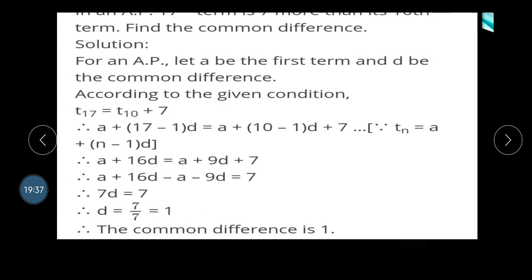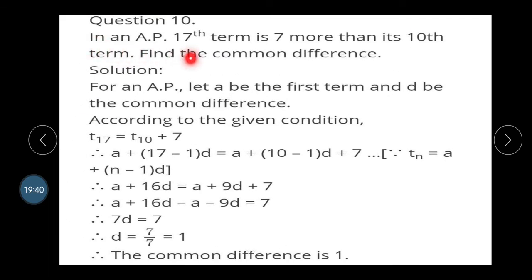The last question of this exercise. In an AP, the 17th term is 7 more than its 10th term. Find the common difference. Solution. For an AP, let A be the first term and D be the common difference. Now according to the given situation, the condition given here is T17 is 7 more than the 10th term. So T10 plus 7 it will become.